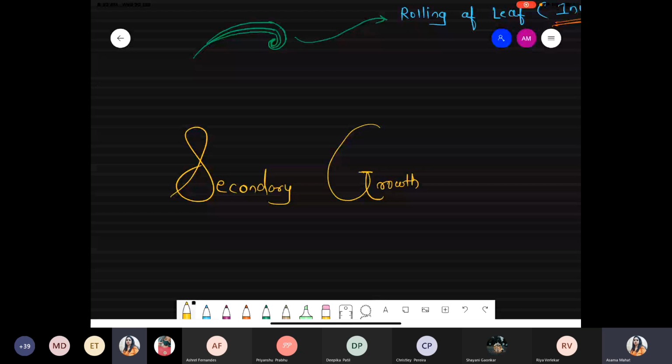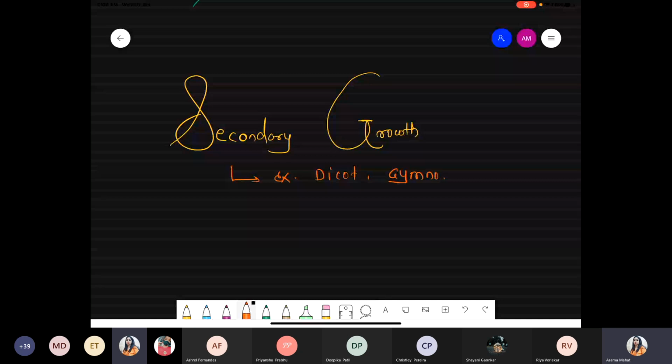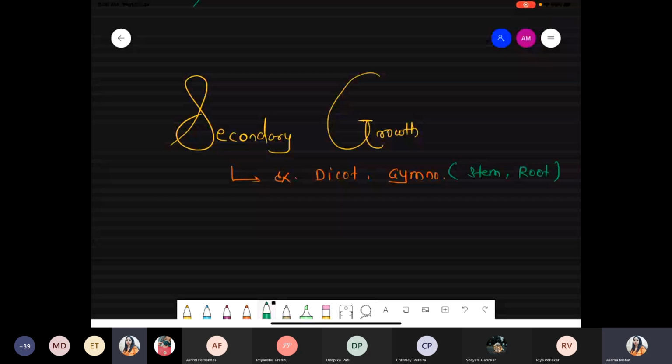Now, secondary growth is basically present in dicot angiosperms, and it is also present in gymnosperms. But in this point we have to focus only on the dicot. Okay? And in dicots, where will it be present? It is present in the stem region and in the root region. Only the stem and the root region. In dicots, secondary growth is observed.